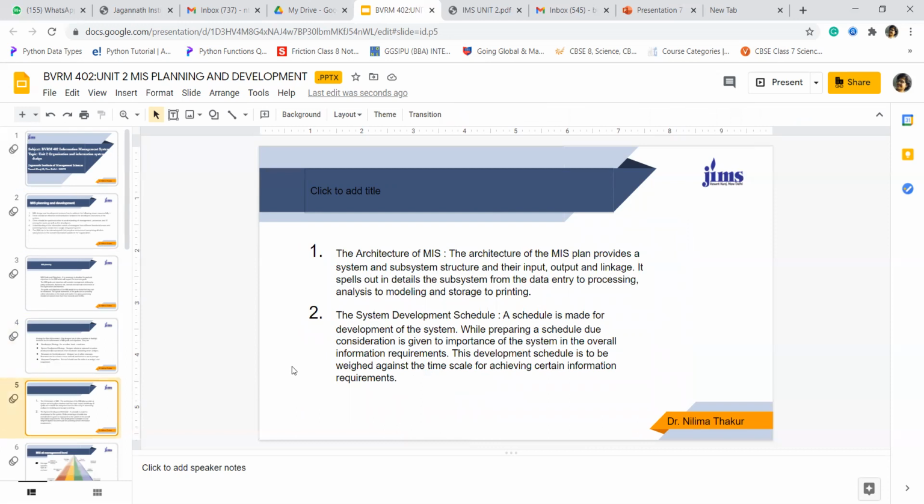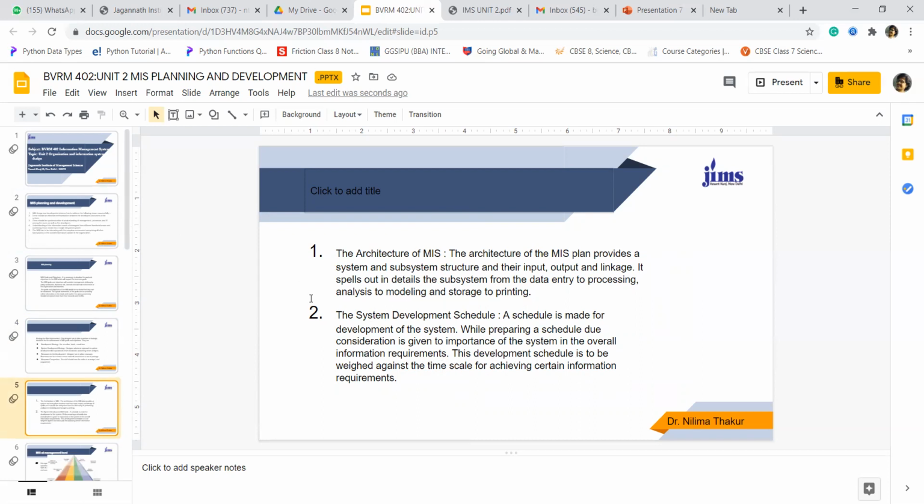Then coming to the architecture of the MIS, the architecture of the MIS plan provides a system and subsystem structure and their input, output, and linkage. It spells out in detail the subsystem from the data entry to processing, analysis to modeling and storage to printing. The system development schedule. A schedule is made for the development of the system. While preparing a schedule, due consideration is given to importance of the system in the overall information requirements. This development schedule is to be weighed against the time scale for achieving certain information requirements.